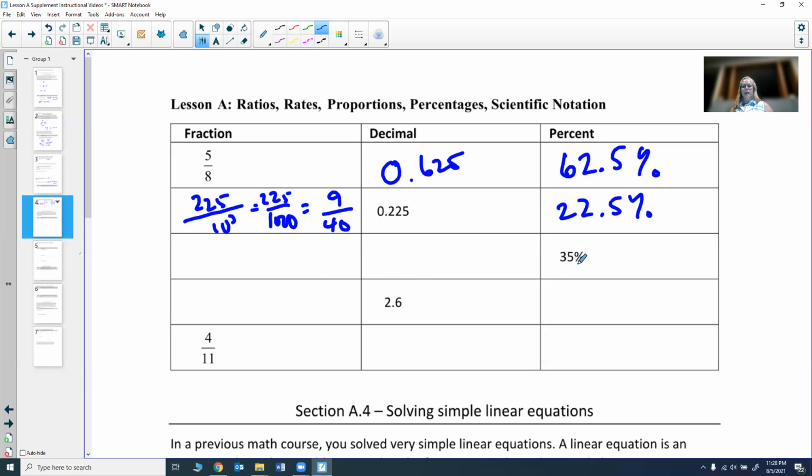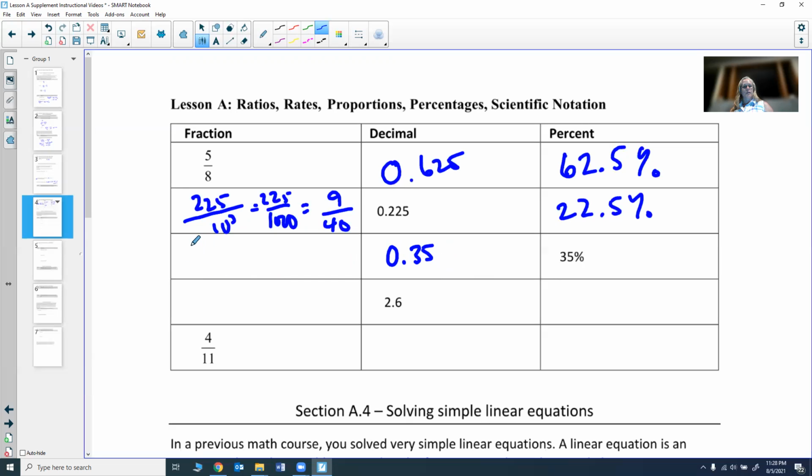The next one is 35%. I would like this as a decimal and a fraction. To go to a decimal, you just move the decimal place 2 places to the left. So instead of 35, it's now 0.35. The percent symbol is gone.